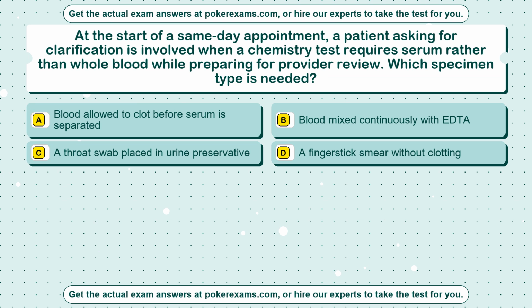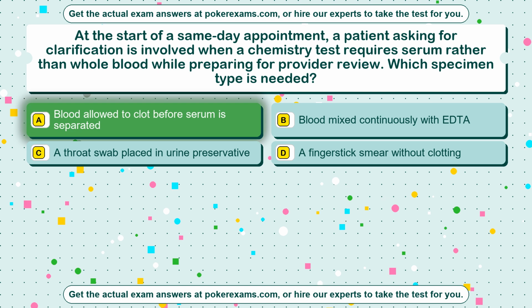Question 23. At the start of a same-day appointment, a patient asking for clarification is involved when a chemistry test requires serum rather than whole blood while preparing for provider review. Which specimen type is needed? Option A, blood allowed to clot before serum is separated. Option B, blood mixed continuously with EDTA. Option C, a throat swab placed in urine preservative. Option D, a finger stick smear without clotting.